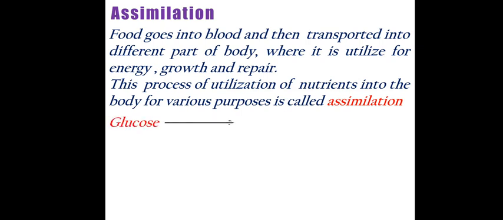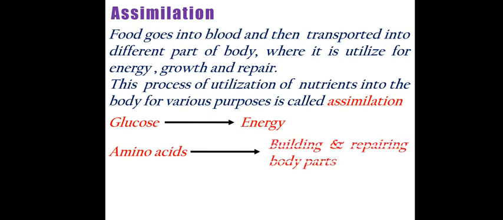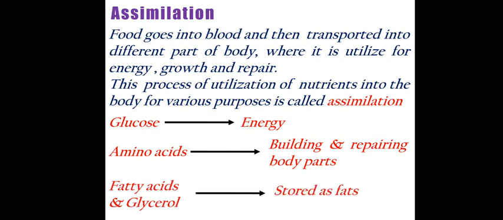So glucose is going to be used for energy production. Amino acids are going to be used for building and repairing body parts. And fatty acids and glycerols are going to be stored as fats, and in case of emergency they can be used for energy purposes. So these are going to be assimilated and utilized inside our body.